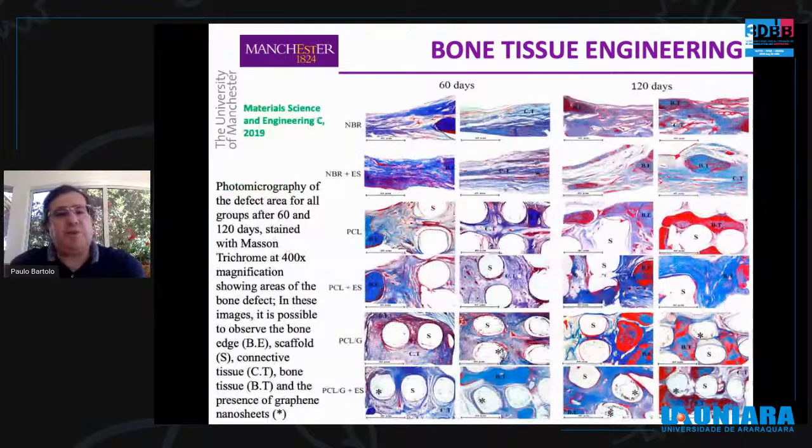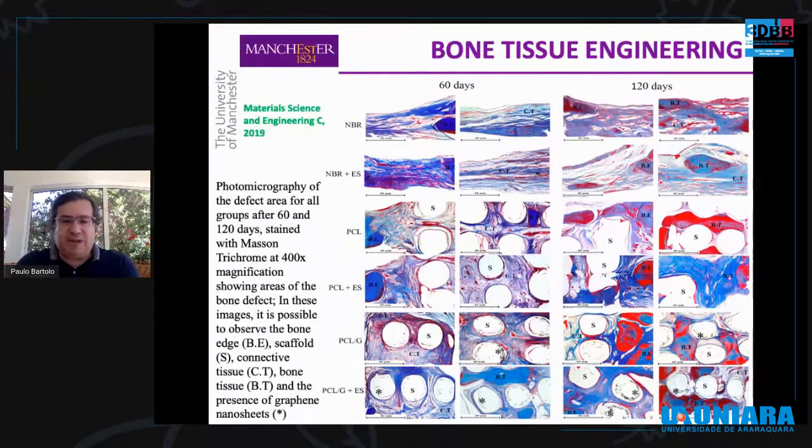And this was also confirmed with photomicrography images, in this case stained with Masson's trichrome. In this case, the blue dye identifies the connective tissue and also primary mineralized bone, depending on the intensity of the color, while the red dye corresponds to mineralized bone. So again, the results show that in the case of electroactive scaffolds with electrical stimulation, the amount of new bone formed is higher and the bone is much more organized.